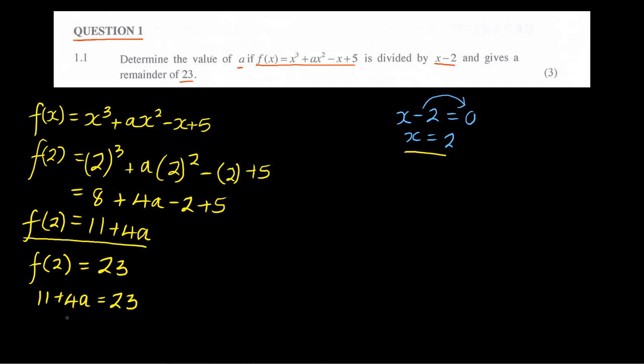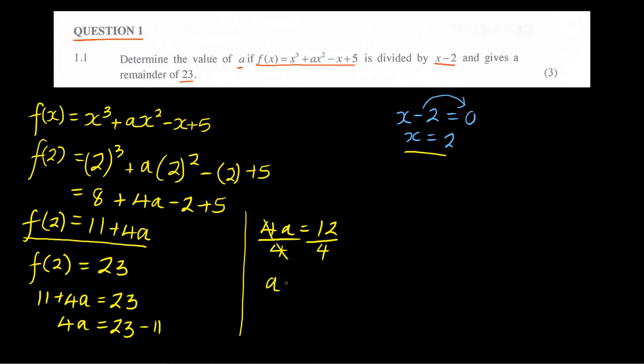Now we have to solve for a. 4a is 23 minus 11. In other words, 4a is equal to, if you subtract 23 minus 11, you are going to get 12. Use your calculator. Divide by 4, then my a is equal to 3.